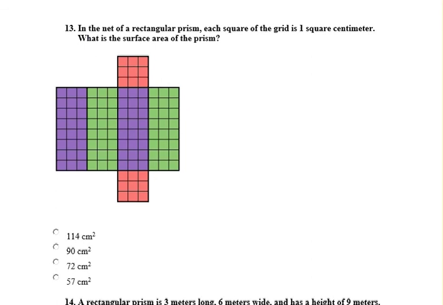This is a big question, and it says, in the net of a rectangular prism, each square of the grid is 1 centimeter, 1 square centimeter. What is the surface area of the prism? So you can fold this over. The purple is the top and the bottom, the green are the 2 sides, and the pink are the front and back. And there are 9 squares here. And there are 9 squares here.